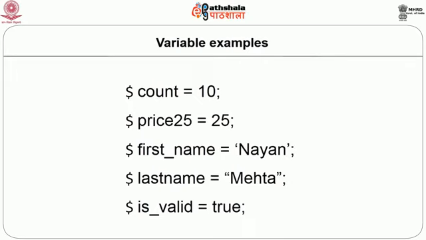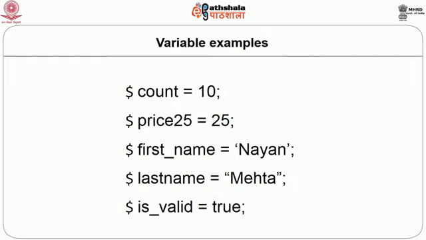These are examples of variables. For example, $count is set to 10, so here count is integer type. $price is 25, so it is another variable. This is one string value you assign to first name, and last name, and is valid is true, etc.